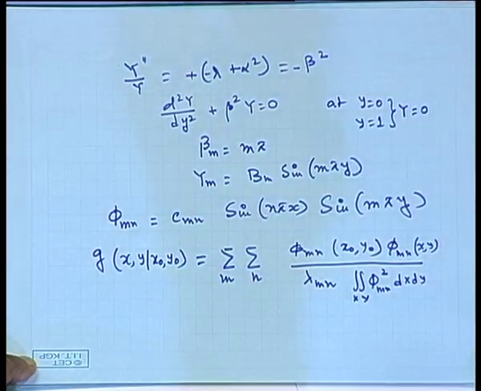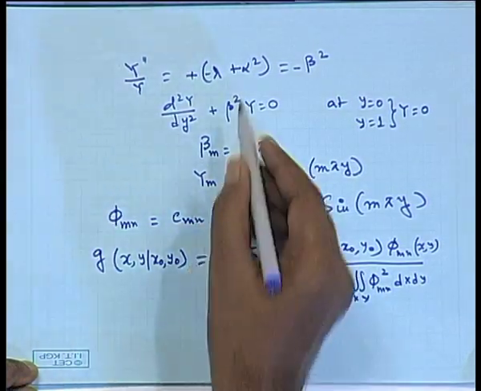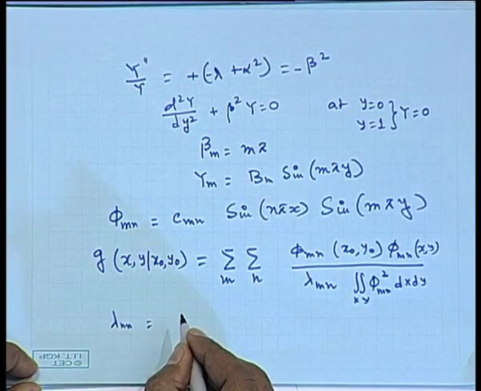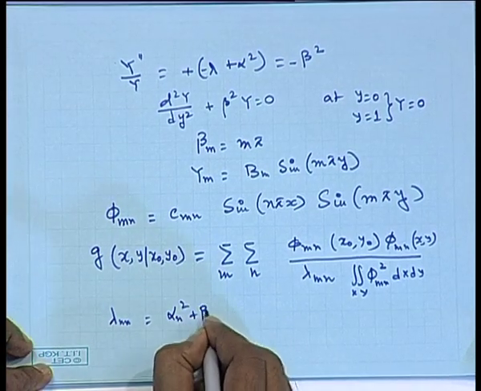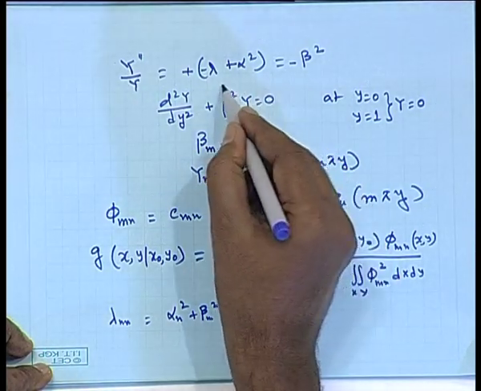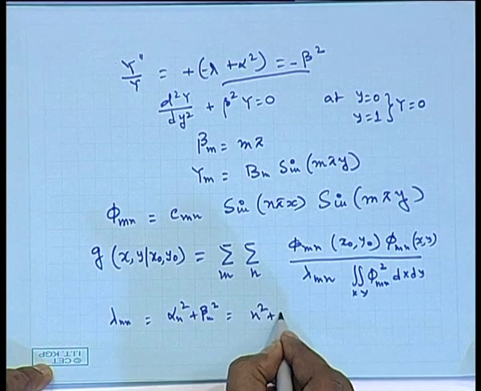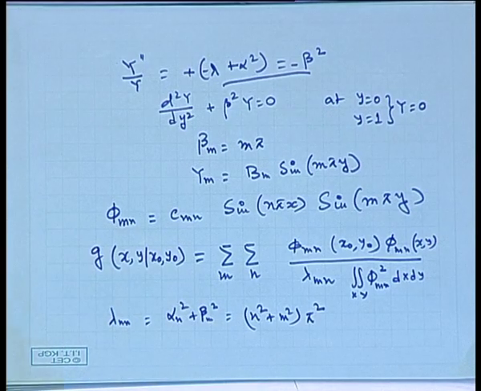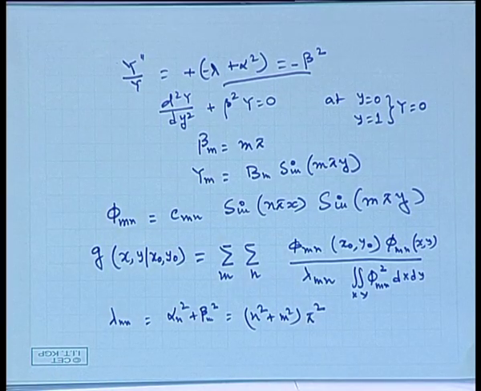If you just look in your previous notes, what is lambda m n? Lambda m n can be obtained from here. Lambda m n is nothing but alpha n square plus beta m square, right. From this, what is alpha n? It is n square plus m square pi square, right. Is this clear to everyone? Okay. Now, what do you do?